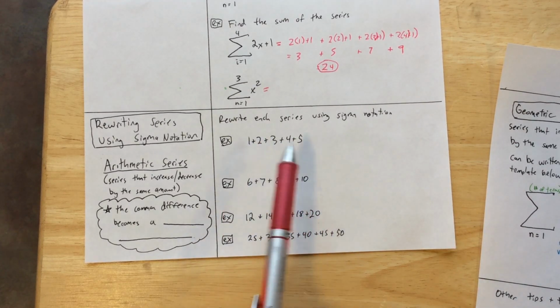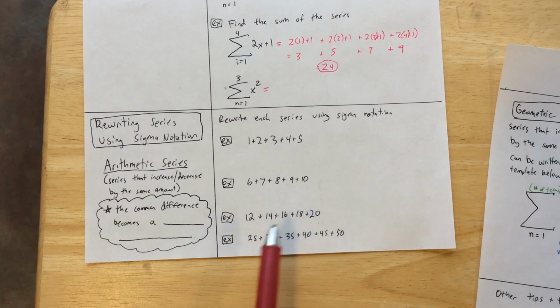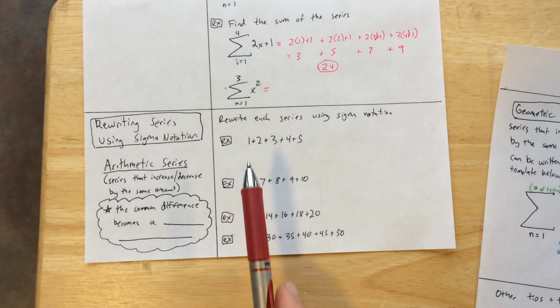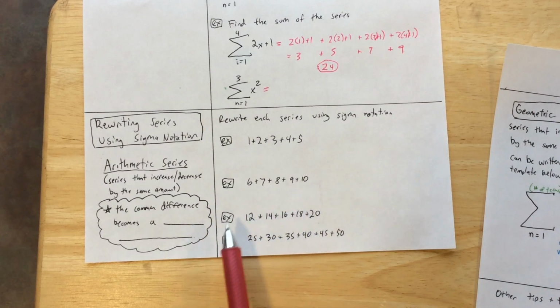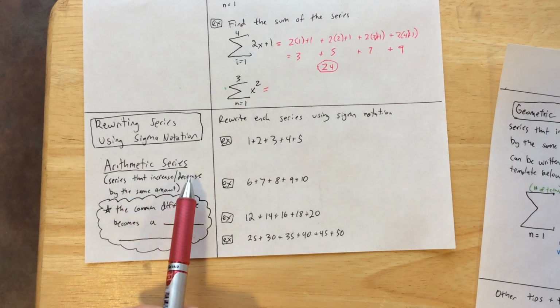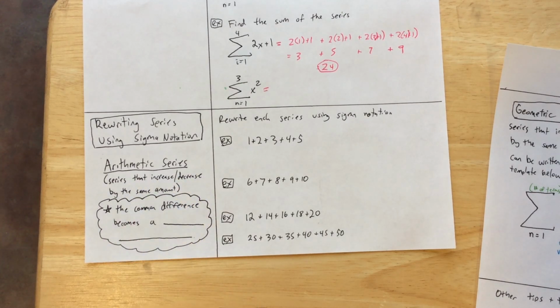All of these examples here are examples of arithmetic series, and if you notice for just a minute, I'll give you a few seconds to think about it, they all have something in common. What you might have noticed is they all increase by the same amount. These just increase by 1, but these increase by 2, and this last one increases by 5 each time. So that's what an arithmetic series is. It's a series that increases or decreases by the same amount each time.